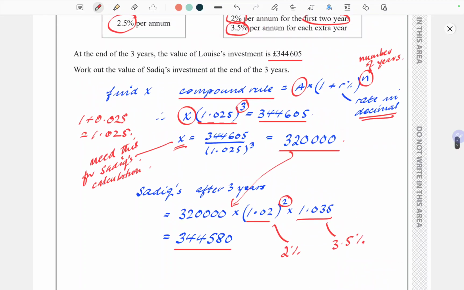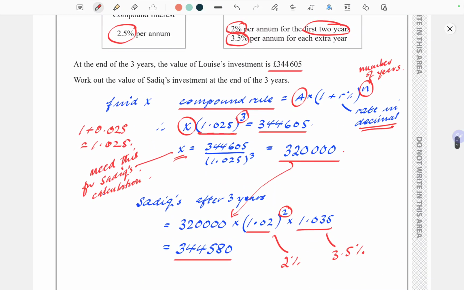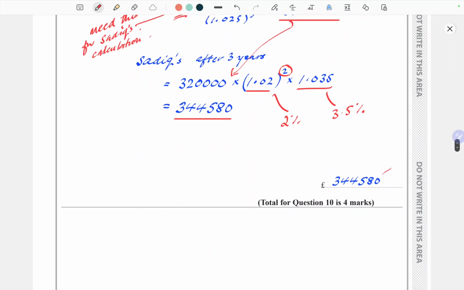So please do watch out for working backwards to find the original amount and making sure you get the powers right, squares and cubes, etc., depending on how many years. Okay.